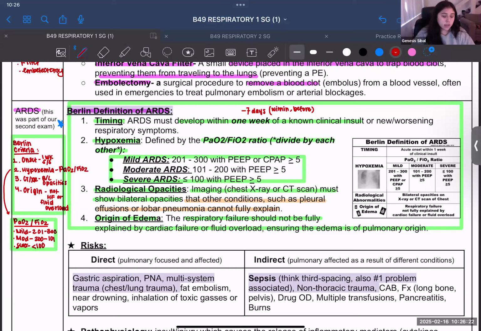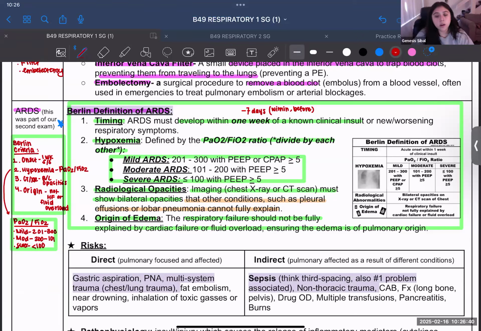So you have to know all of these things. If you have to memorize it, you memorize it. But really, the one big thing too is understanding the ratio and how to do that. So it is kind of memorizing the values, right? Anything above 300 is normal. Anything between 201 and 300 is mild. Moderate is 101 to 200.